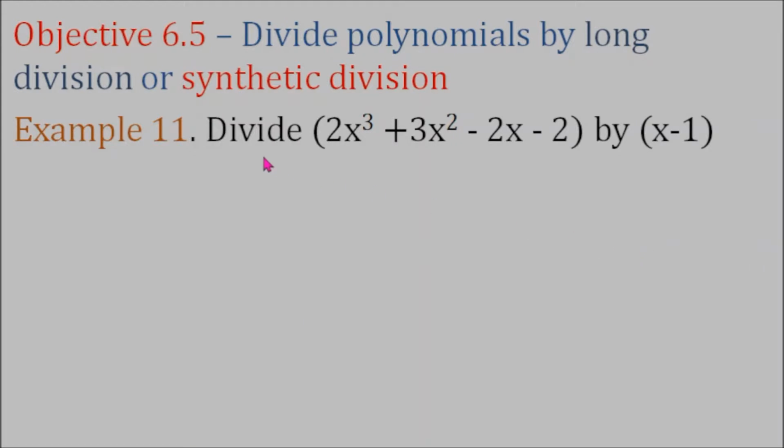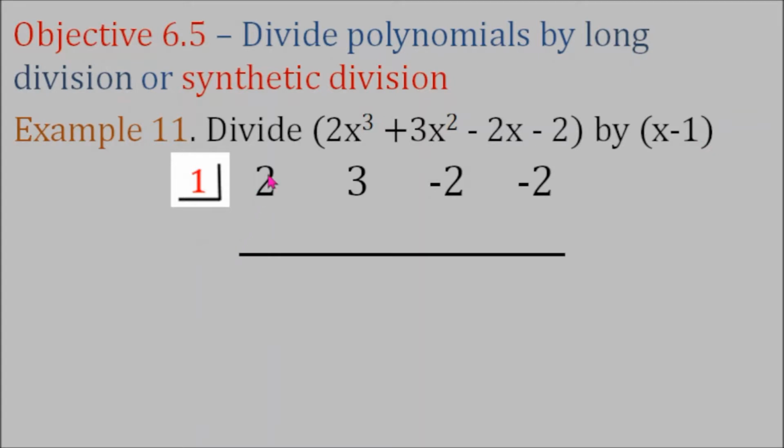Example number 11. Divide the quantity 2x cubed plus 3x squared minus 2x minus 2 by the quantity x minus 1. So this time we are going to perform synthetic division. In synthetic division, we only have to write the numerical coefficients. So in this case, it's 2, 3, negative 2, negative 2. Then, for our divisor, we also have to write the constant. So if we have x minus 1, our constant here is positive 1.